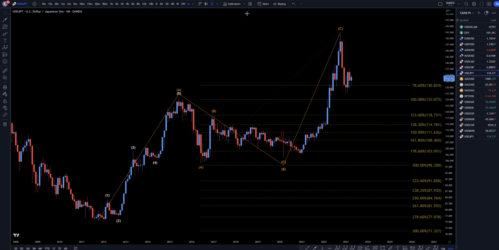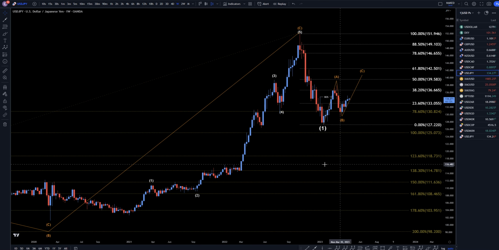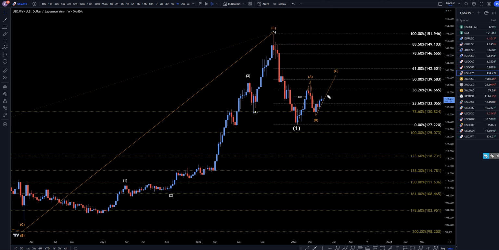So let's head down to the weekly time frame. On the weekly time frame, it is starting to look like it is going out for a wave C. Now on the shorter time frames, I'll show you another possibility, but this does look like a 1, it does look like an A, B, and possibly going out for a C.